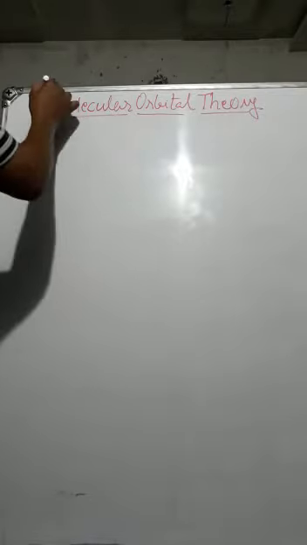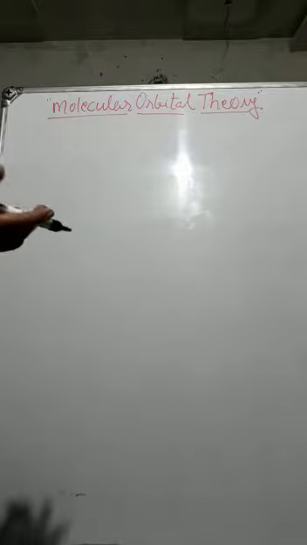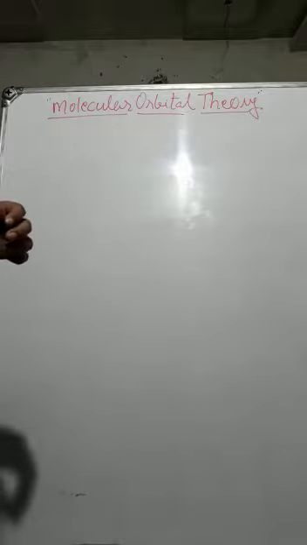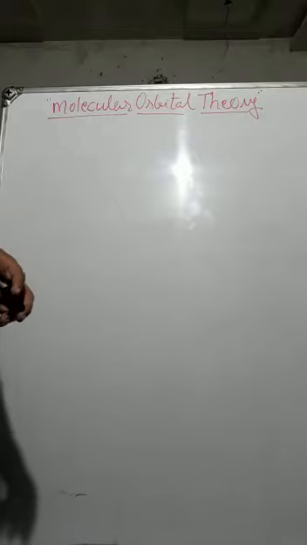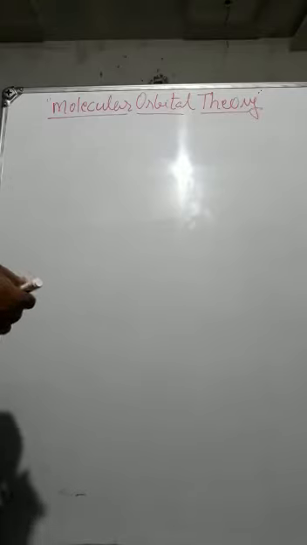Yes, students, from the chemical bonding chapter, molecular orbital theory. It is also one of the very important topics. Regarding it, we know that according to molecular orbital theory, not only valence electrons participate in overlapping to form a molecule, but each and every electron of each and every orbital participates to form a molecular orbital. Getting?